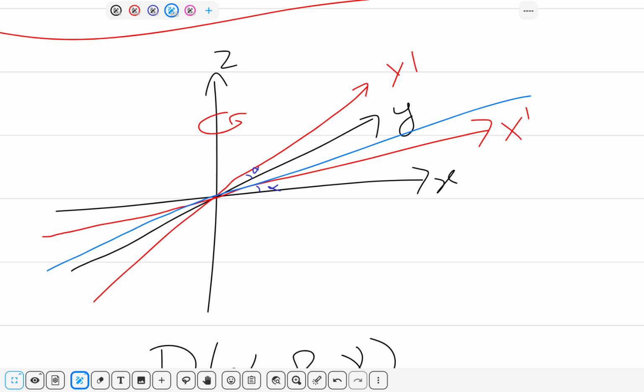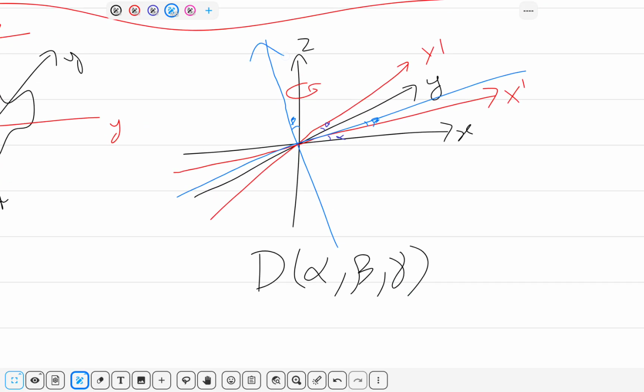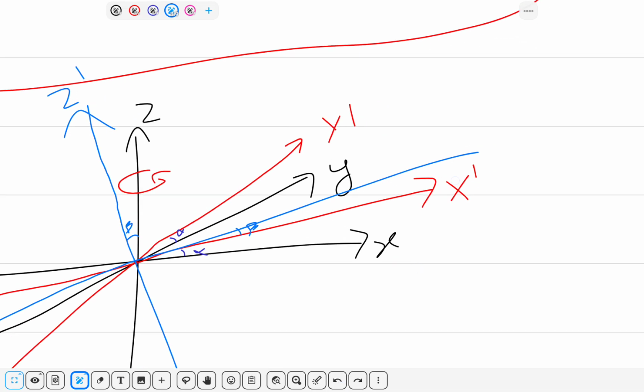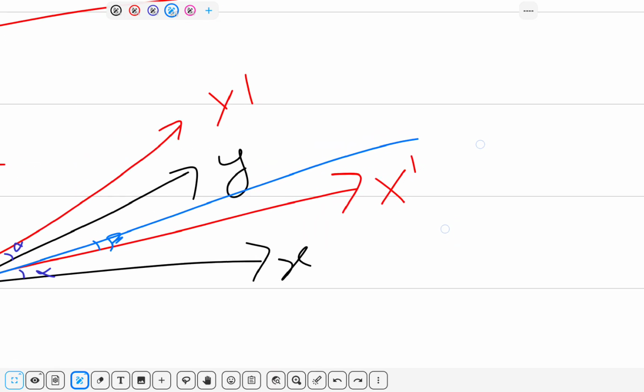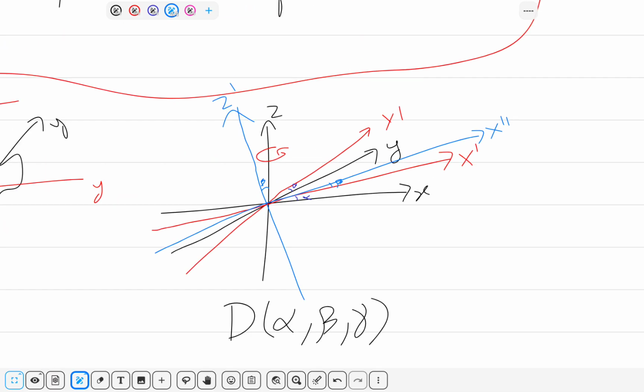It will be something like this. So even the z axis will get rotated by beta. And then once you do that, z will become z prime, y prime will remain y prime, and x prime will become x double prime, right? And x got changed.